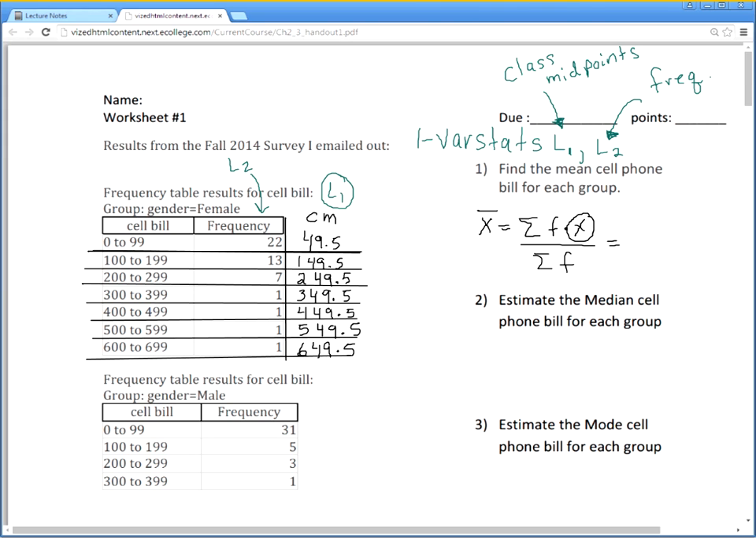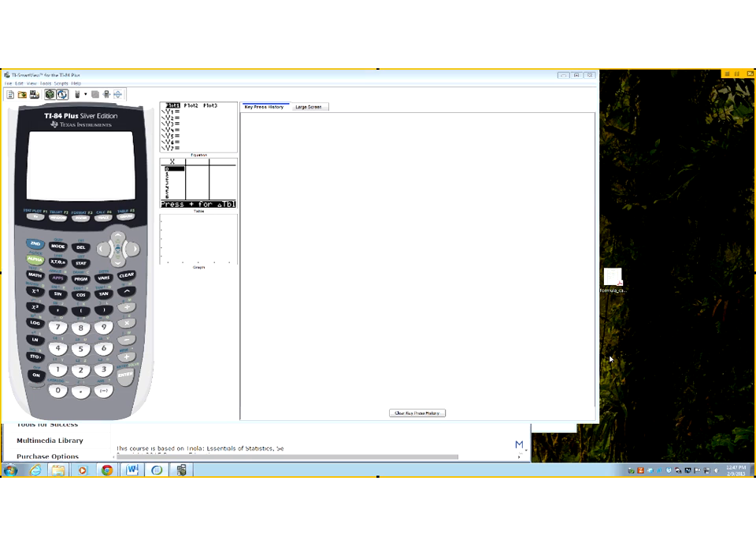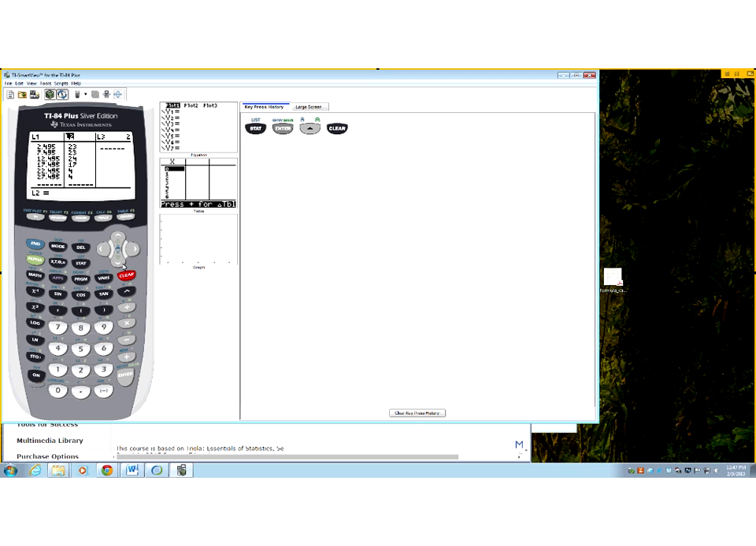All right, so let's see if this works. All right, so you should have the calculator there. All right, so remember, it's the class midpoints and the frequency that we're paying attention to. So I'm going to go to Stat, and then I have to enter my information in here. So press Enter. I already have something on here, so I'm going to clear it. And I always forget to clear this before I go in.